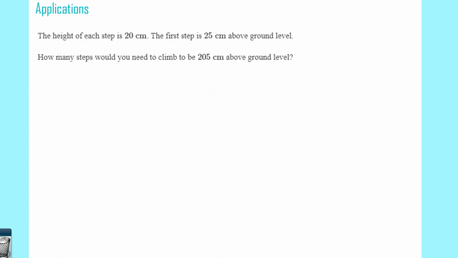Applications. All right, the height of each step is 20 centimeters. The first step is 25 centimeters above the ground level. How many steps would you need to climb to be 205 centimeters above ground level? So we want to basically know where that is in the sequence. All right, we're starting with 25, and we're adding 20 every time. We could sit here and count, but who's got time for that? So we use our nth term, it's found by this formula.